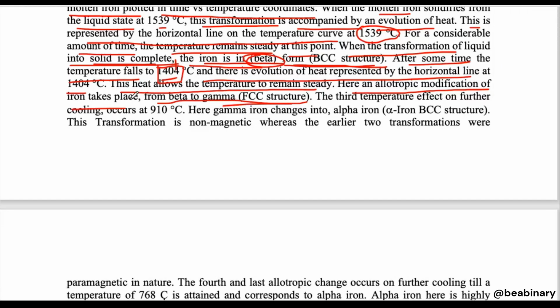Face centered means each corner will have only 1/8 part of the atom, and in a cube we have six faces. Each face has 1/2, or you can say 50% of an atom present. I mean 50% by volume fraction, or 1/2 part of a single atom is present at a single face. So there are a total of six faces in a cubic structure.